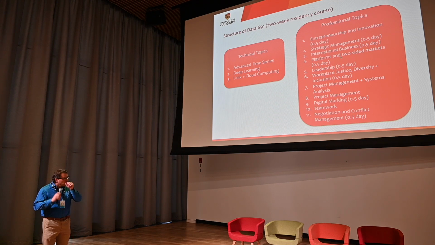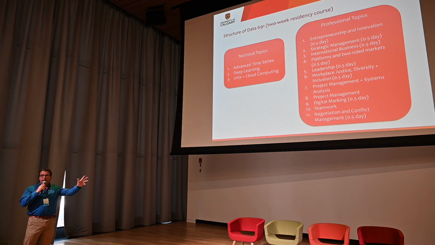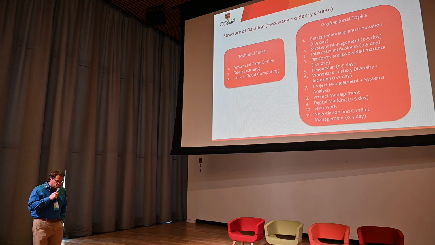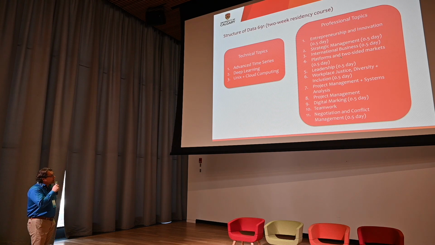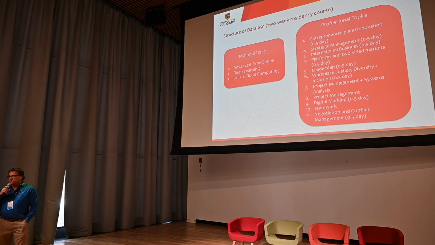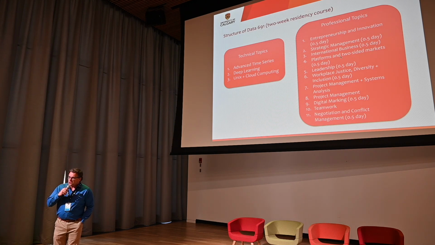So as you can see, this is an example of the first iteration of Data 691, which was run in the spring of 2021. We were subjecting the students to the 3 technical topics you can see, but we also wanted to expose them more to the soft skills.